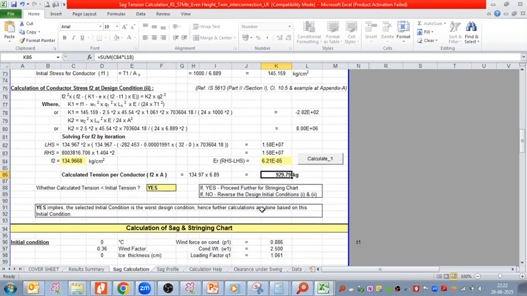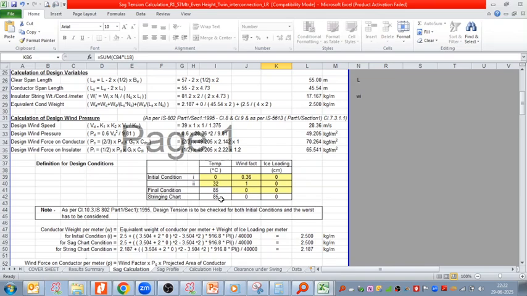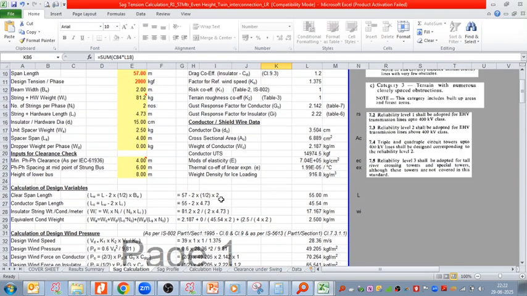And for the tension, they can submit this calculation as my reference for the tension calculation.